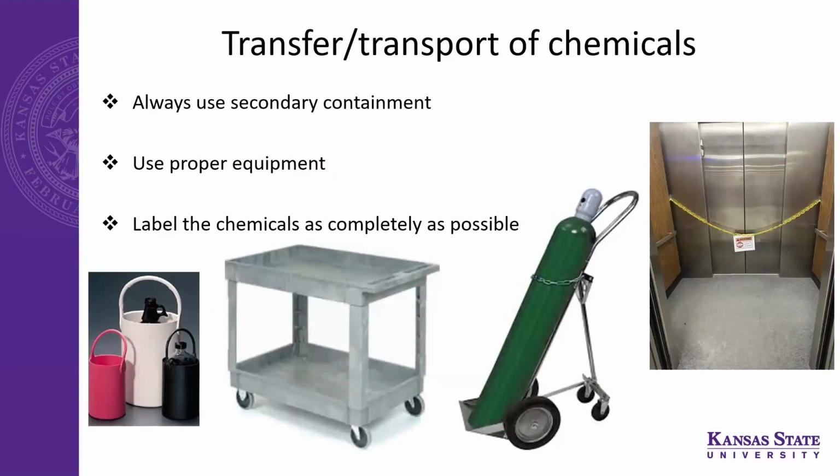Then the transport of chemicals. As I told you earlier, never hand carry the chemicals. Always use a secondary container, so in case of a spill, the chemical will be contained. Use proper equipment such as lab carts or gas cylinder carts. And these are the secondary containers that you can hand carry to put the bottles in. And of course, label the chemicals as completely as possible, because accidents can happen during the transport of chemicals too.